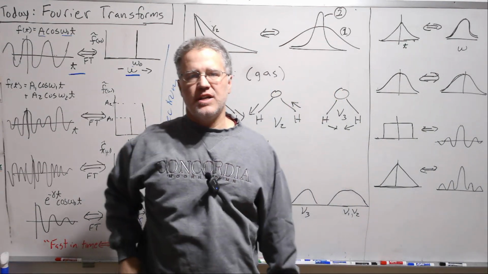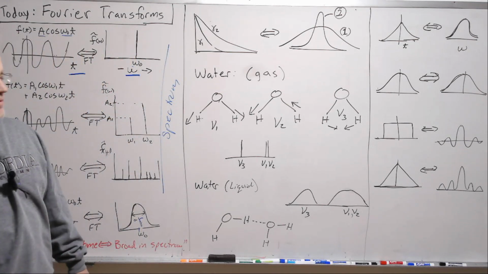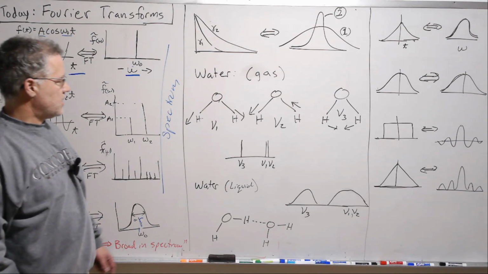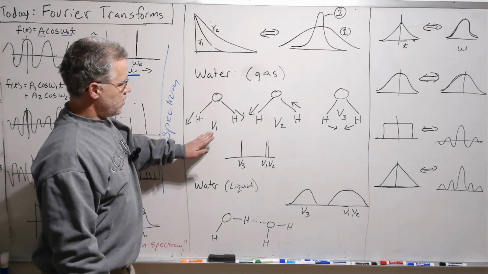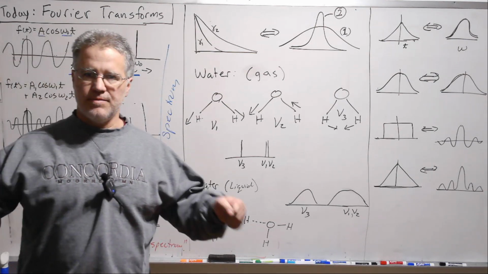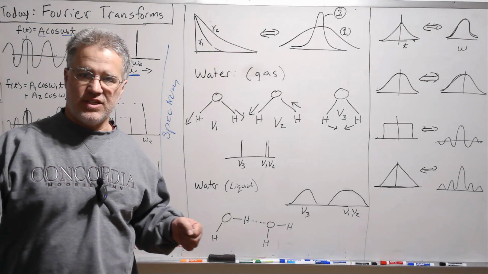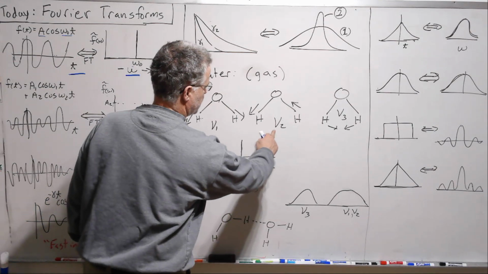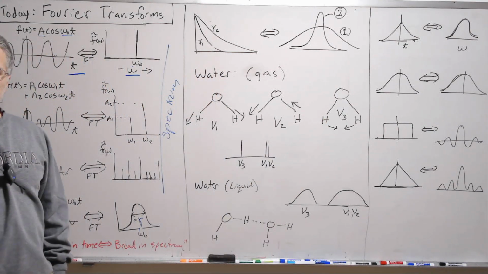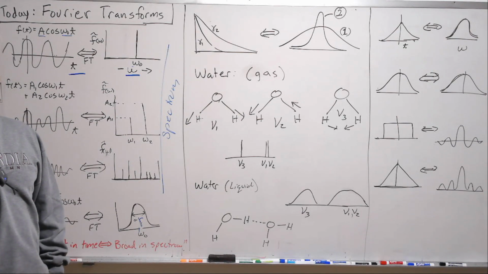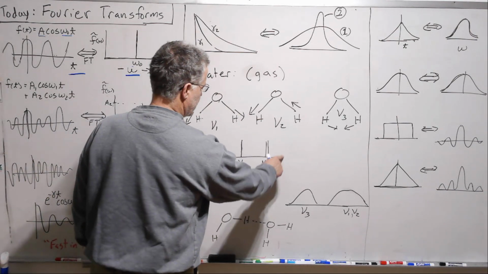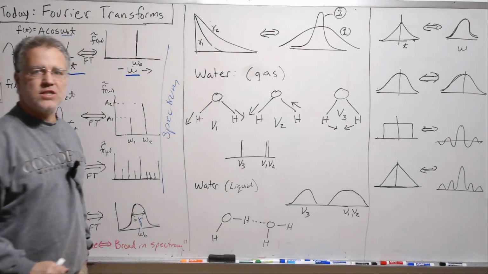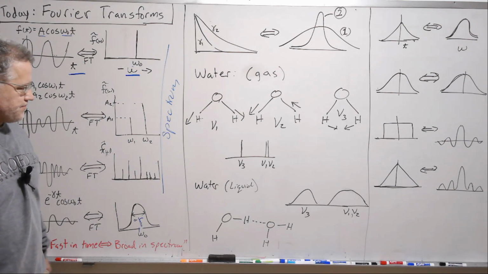So let's put all this together and talk about water, and let's first talk about water vapor and its vibrations. We talked about this a couple of lectures ago, and we saw that there are 3 vibrations of water: a symmetric stretch, an anti-symmetric stretch, and a bend. These are labeled nu1, nu2, and nu3. The symmetric stretch and the anti-symmetric stretch are almost equal in frequency, and they're higher in frequency, and then the bend is a lower frequency vibration.